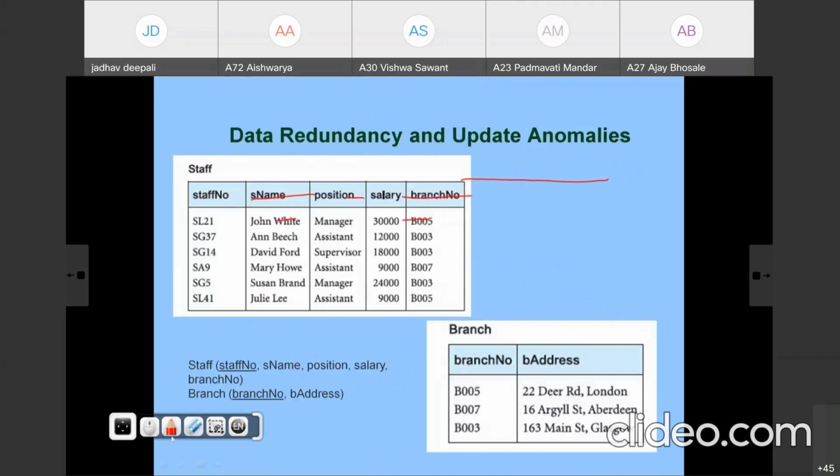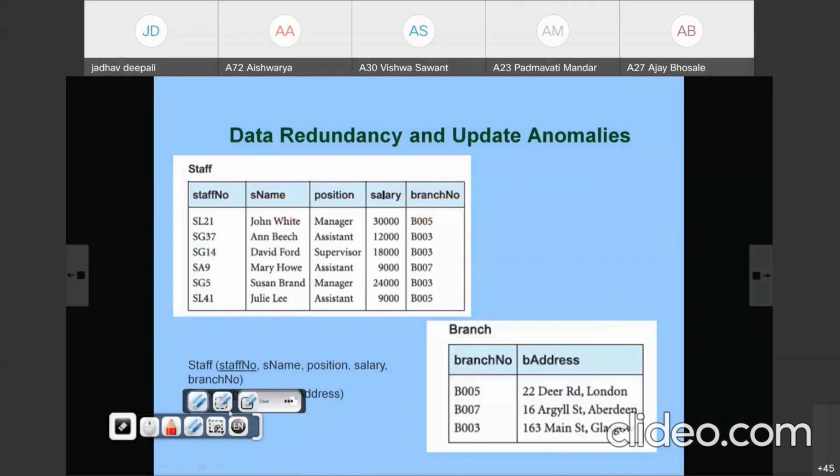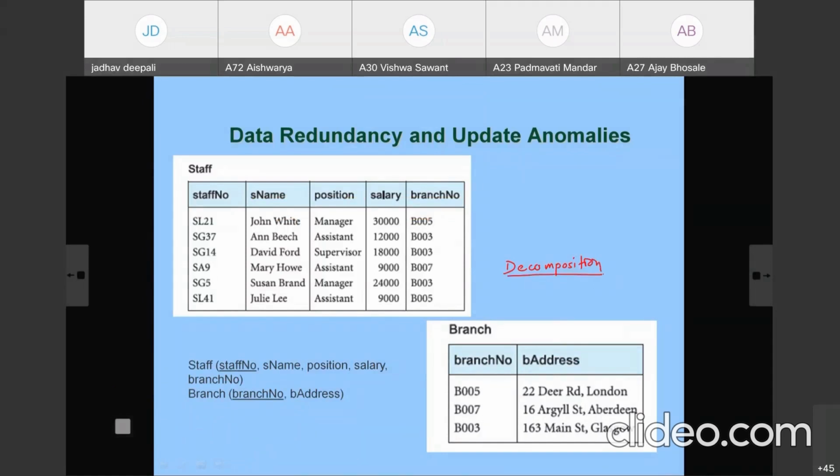Okay, so we divide or decompose. The word used in normalization is decomposition, and this word is very important. Decomposition of a relation means we divide that relation into two or more relations. So here the staff branch relation is divided into two relations, staff and branch. Staff has attributes staff number, staff name, position, salary, and only branch number. And the branch is separate with branch number and address.